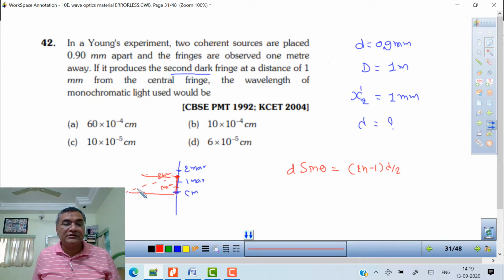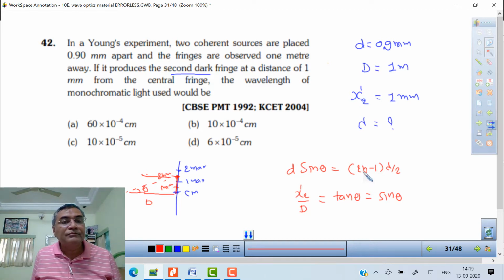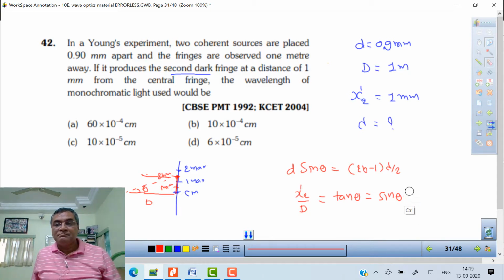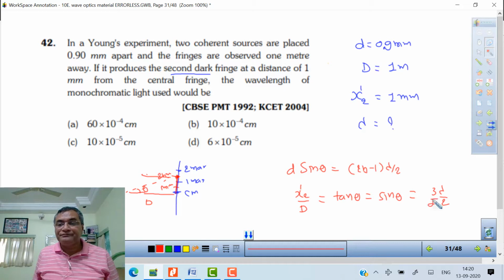This angle is theta, this is capital D, so we can write x prime 2 upon capital D is equal to tan theta, which is approximately sin theta. And sin theta is equal to what? If you put n is equal to 2, the second fringe, 2 times 2 minus 1 is 3, so 3 lambda by 2, and this divided by d.